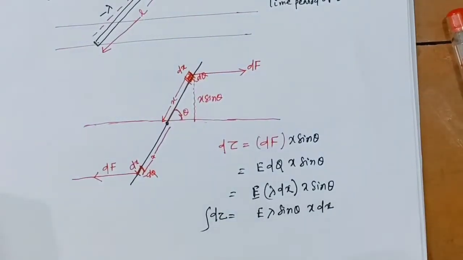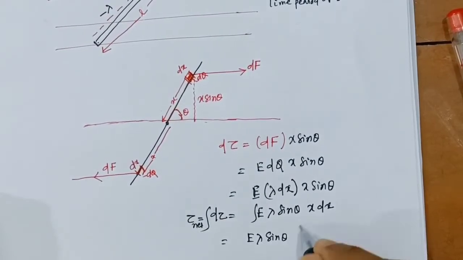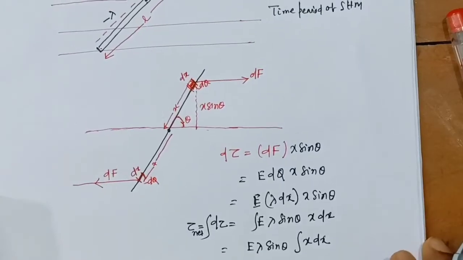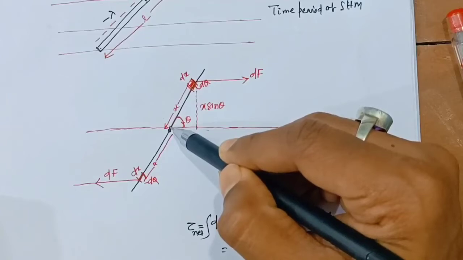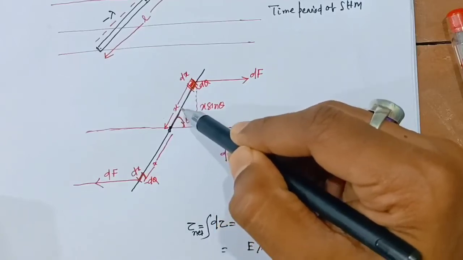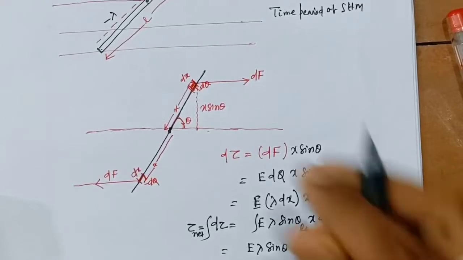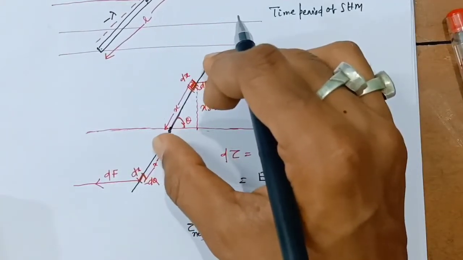So I will do the integration. This is the tau net in the upper half section, E lambda sine theta, and this is nothing but the integration of x dx. And what should be the limit? If I consider the element here in the upper half, it goes from 0 up to a maximum length of L by 2, because this section of the rod has length L by 2.